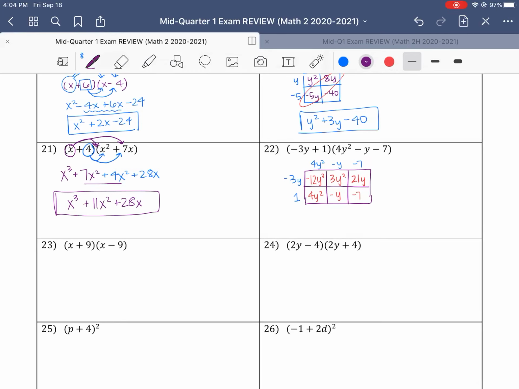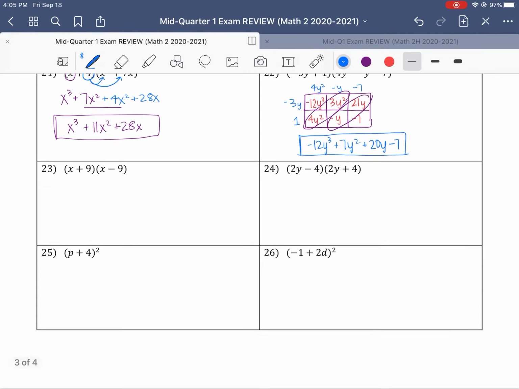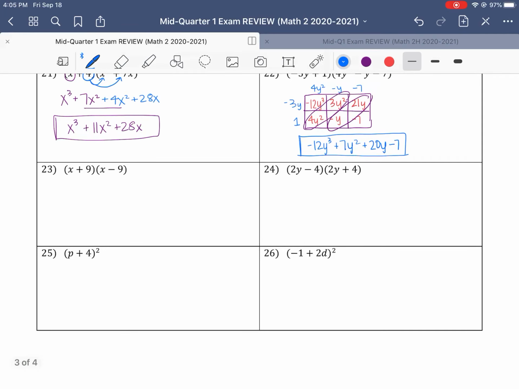So looking at that again, notice that our diagonals hold those like terms, so we're going to combine those as we pull these out to create our polynomial. So negative 12y cubed comes out front, doesn't combine with any other terms. Our first diagonal, we have 4y squared plus 3y squared would give us a 7y squared. Negative y plus 21y is just plus 20y, and then that negative 7 is at the end there.